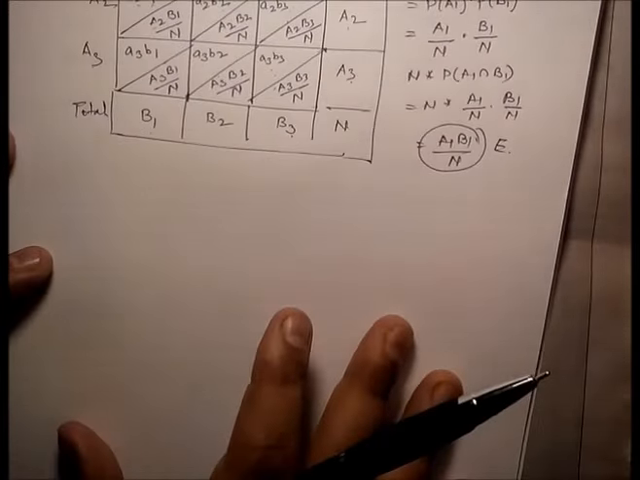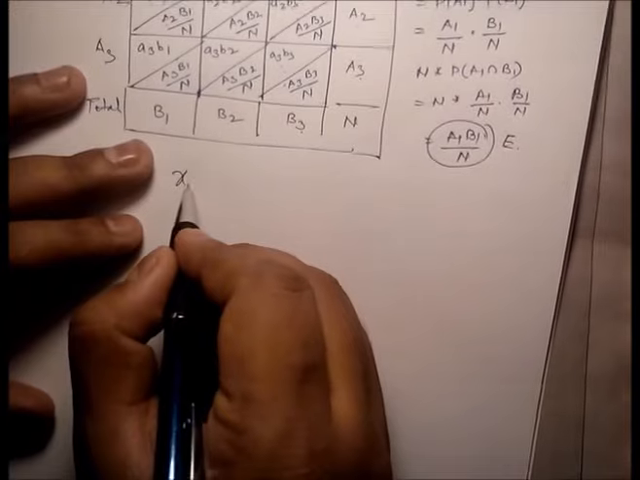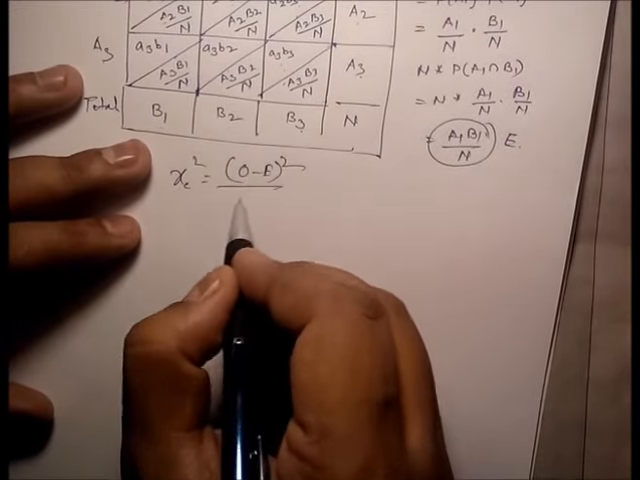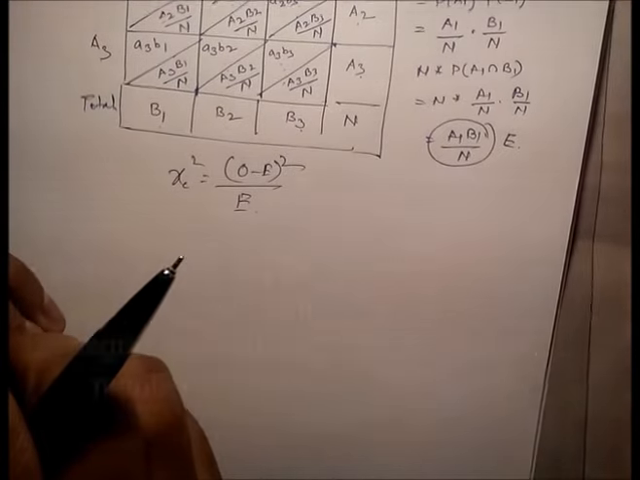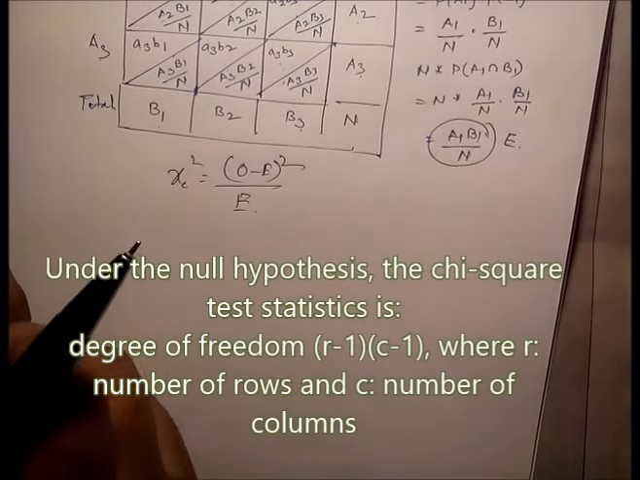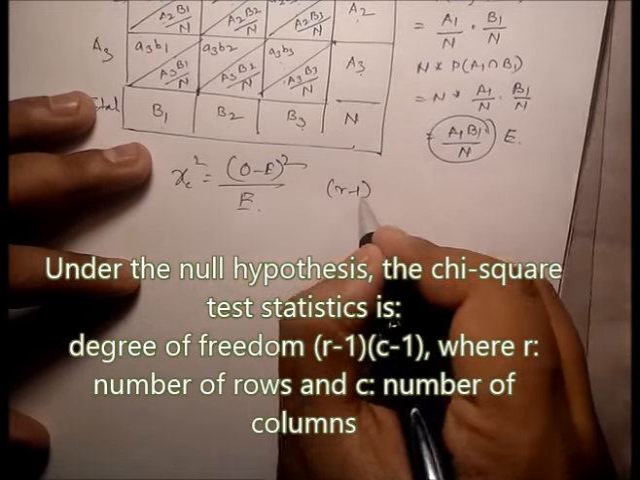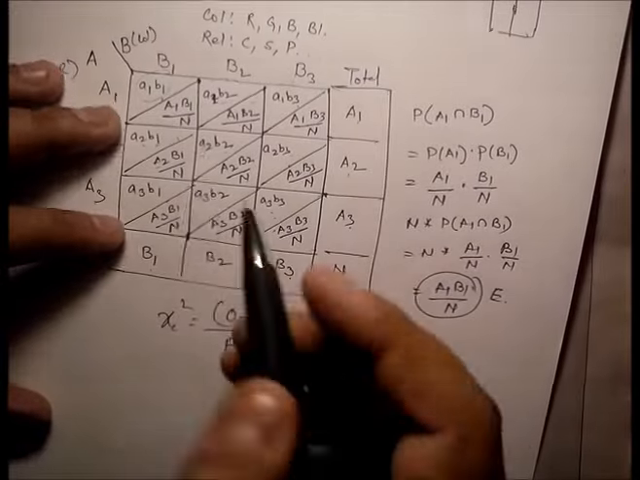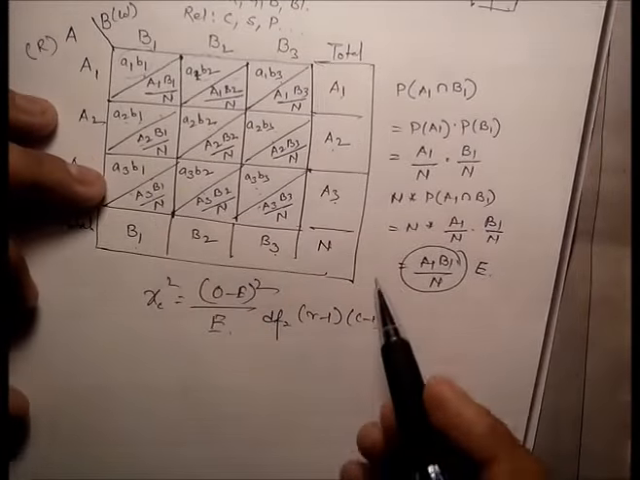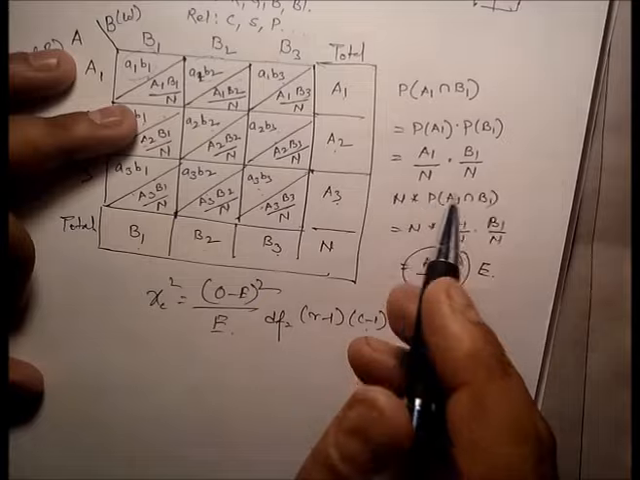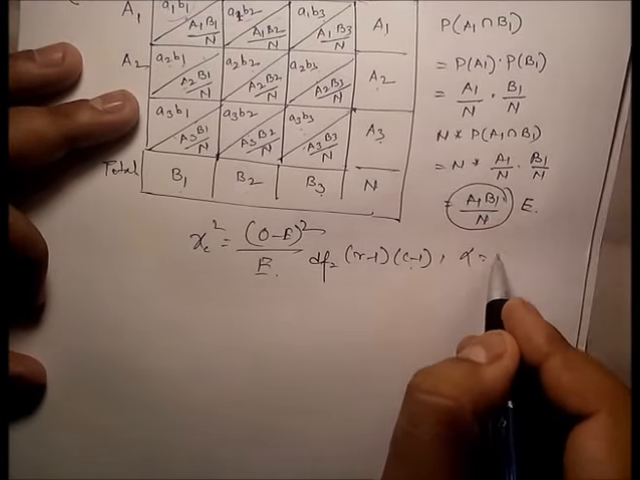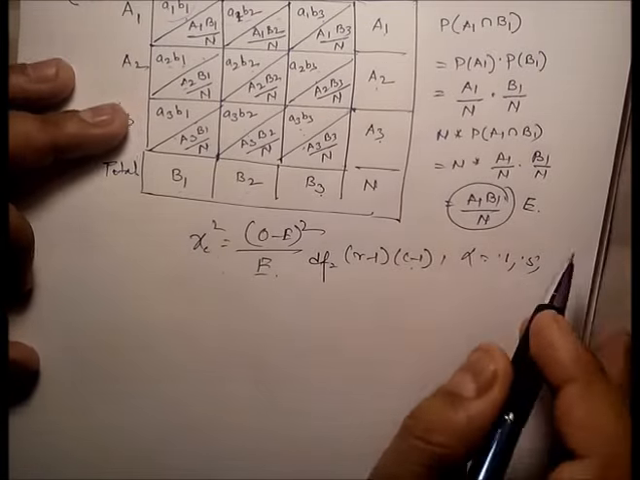Okay, so we have to apply the same formula, (observed minus expected) squared divided by E, where E is the expected frequency and O is the observed frequency. The degree of freedom is (R minus 1) times (C minus 1). R is the number of rows, so here the number of rows is 3, and the number of columns is 3. The level of significance alpha may be 0.1, 0.5, or 0.05. It's a right tail test.